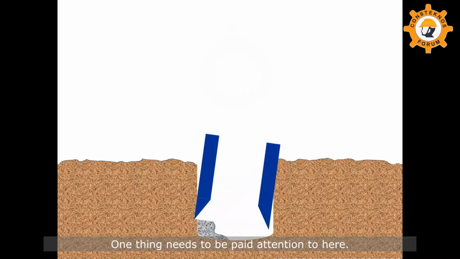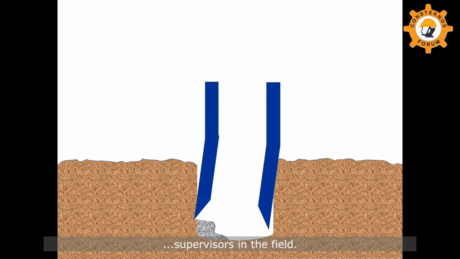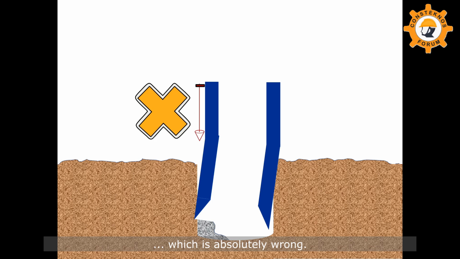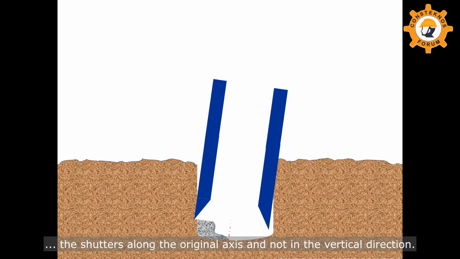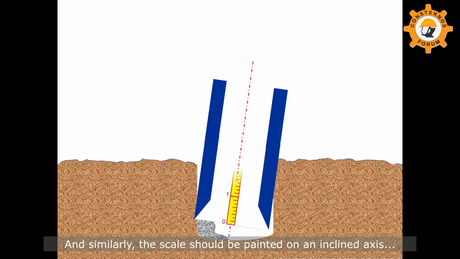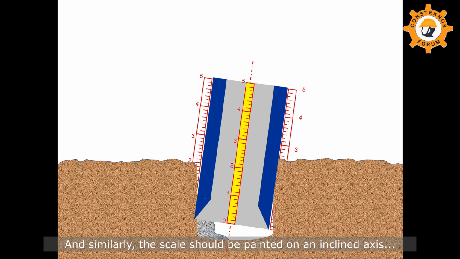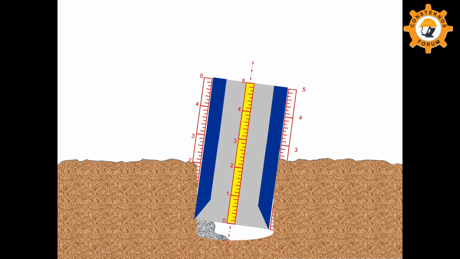One thing needs to be paid attention to here. This is a very common mistake made by engineers or supervisors in the field. After the previous lift has been sunk and while the well is being prepared for the next lift, the shutter is kept upright to maintain the verticality of the well. In this way, we deviate from the original axis of the well, which is absolutely wrong. To maintain the original axis of the well, it is necessary to fix the shutter along the original axis and not in the vertical direction. And similarly, the scale should be painted on an inclined axis instead of a vertical axis.